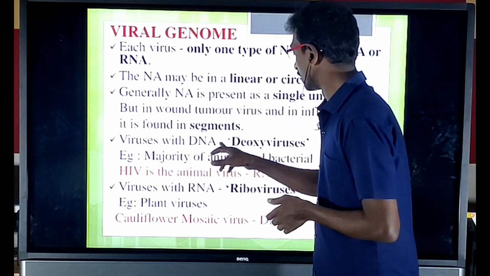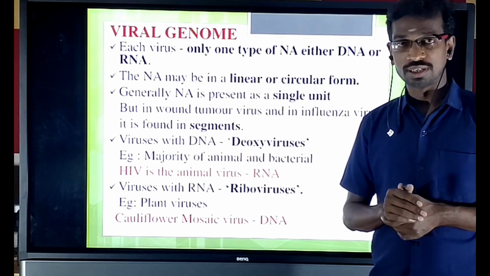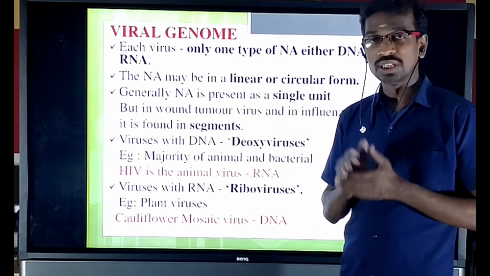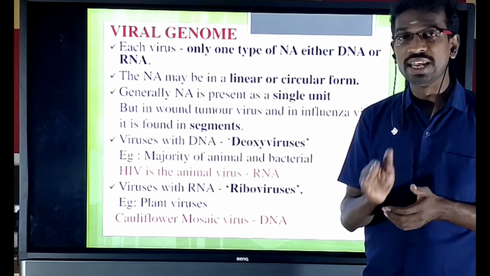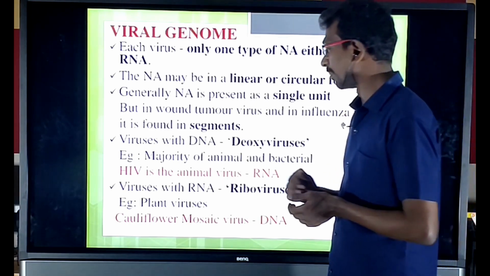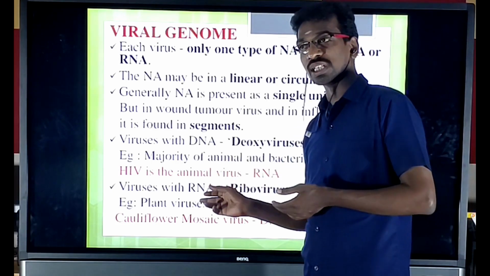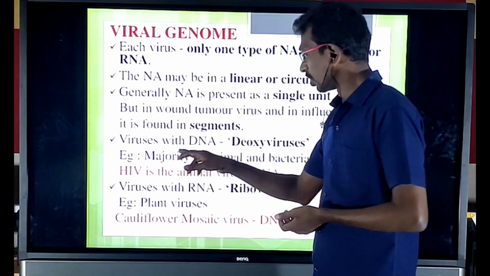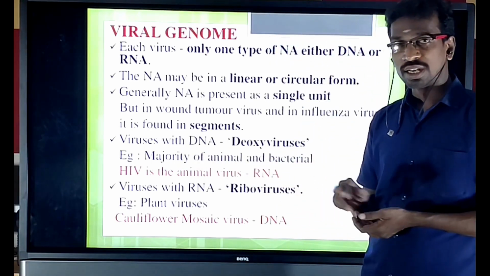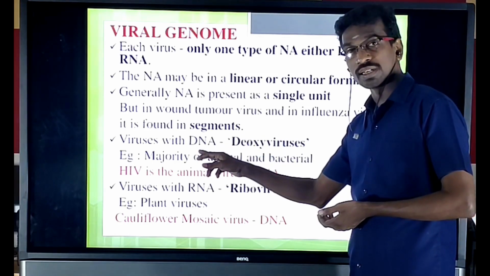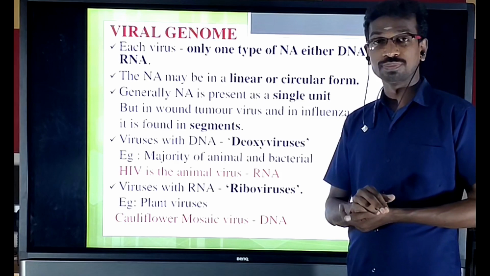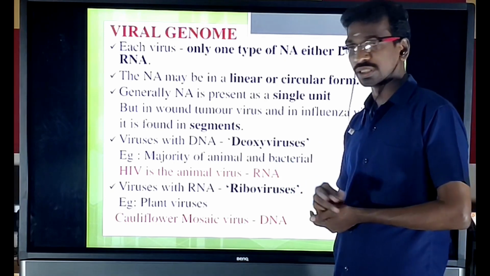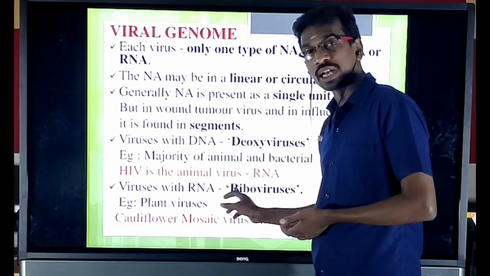The virus with DNA is called a deoxyvirus, or DNA containing virus. All animal viruses are DNA viruses or deoxyviruses, except HIV and some of the retroviruses, which are RNA viruses. The majority of animal and bacterial viruses contain DNA. The viruses with RNA are called riboviruses. DNA means deoxy, RNA means ribovirus.